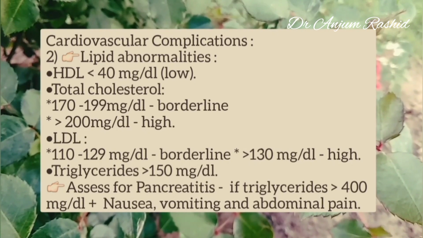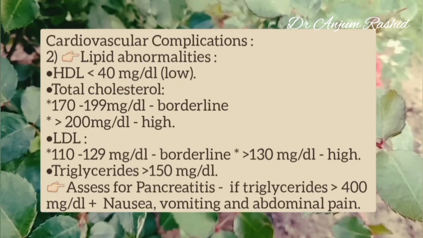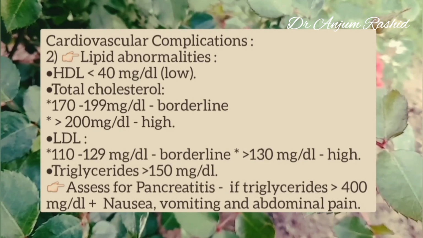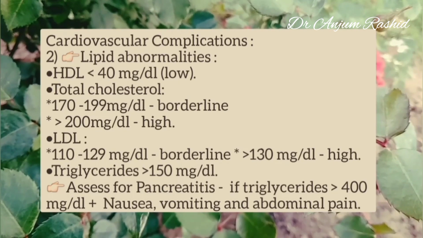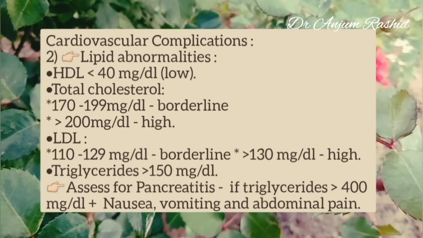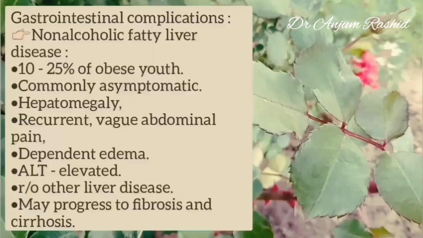Low density lipoprotein 110 to 129 mg per deciliter is borderline, while more than 130 is high. And serum triglycerides more than 150 mg per deciliter are present in obesity. Now, if triglyceride level is more than 400 mg per deciliter and there is nausea, vomiting, and abdominal pain, then also assess for pancreatitis.